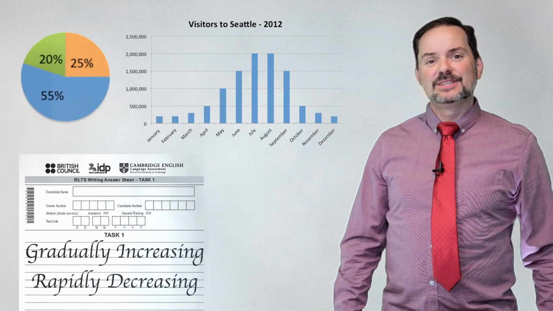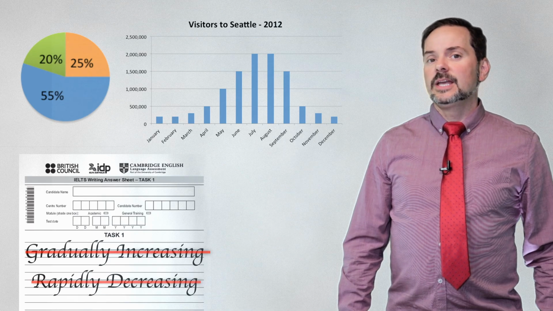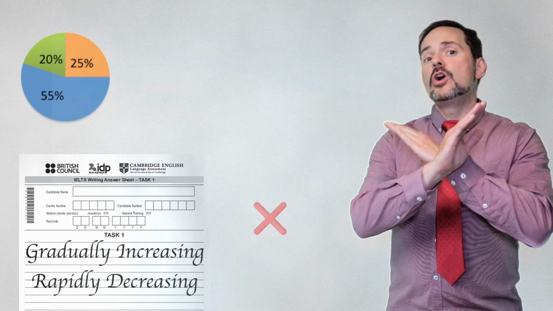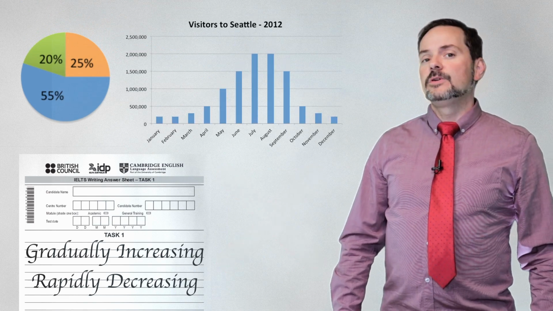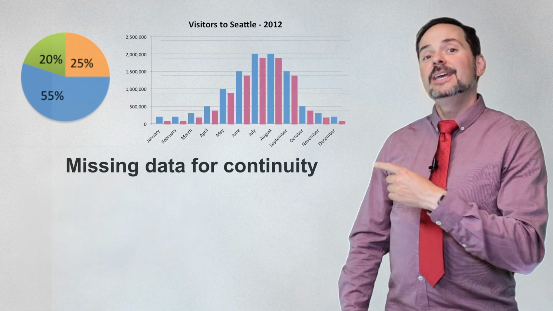Have you used the words gradually increasing or rapidly decreasing to describe data sets for pie charts and bar graphs? Chances are you're making a mistake. The words increasing and decreasing are best used for line graphs, but they are not used well for pie charts or bar charts. The reason for this is often the data to indicate continuity is missing.